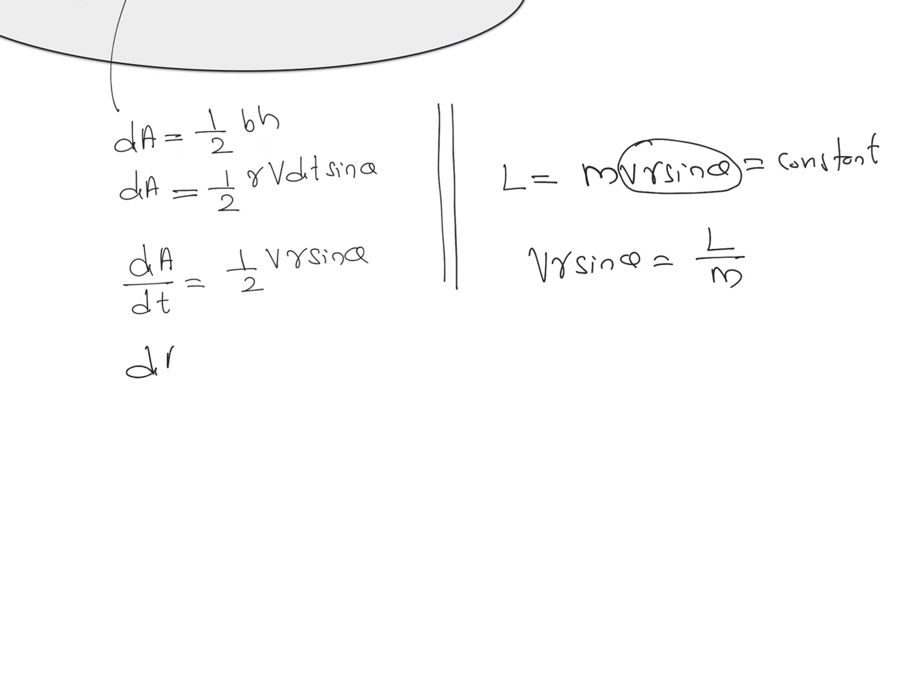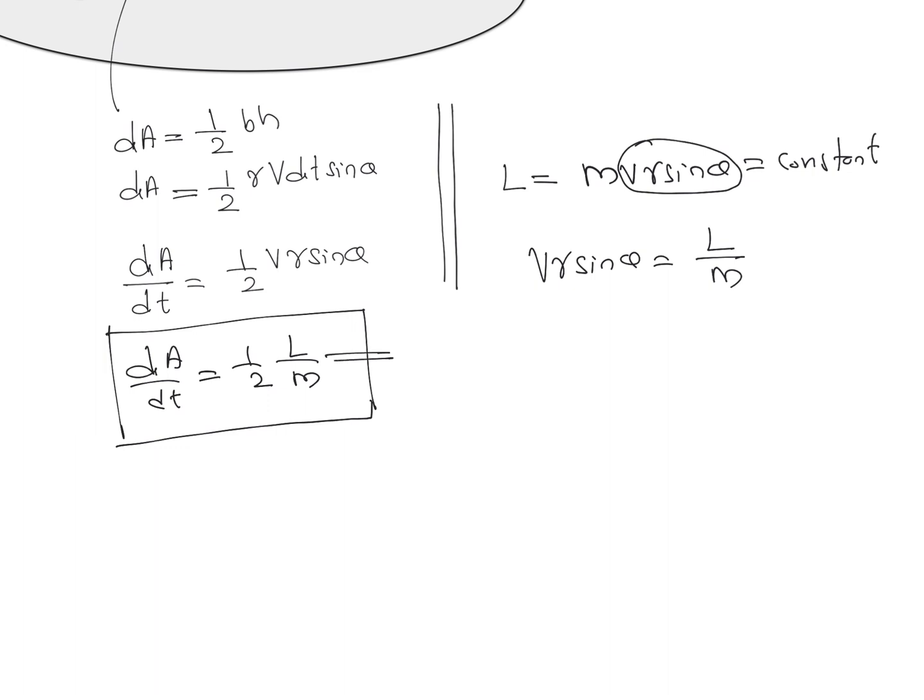So instead of dA divided by dt equal to half into V into R into sin theta, we can take V R sin theta as L divided by m. So if you want to find out the value of dA by dt, you can use this equation: angular momentum divided by 2m, and we know that angular momentum is a constant and mass of the planet is also a constant. So we can say that dA by dt is equal to a constant. That's why the area covered by the line joining the sun and planet per unit time is a constant, or dA by dt is a constant, which we can find out by using this equation also, that is L divided by 2m.